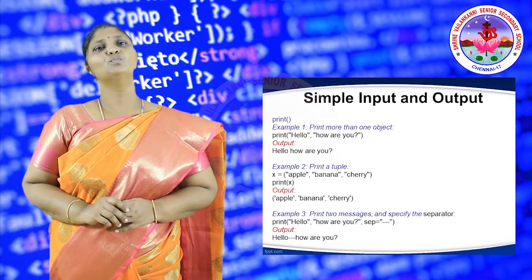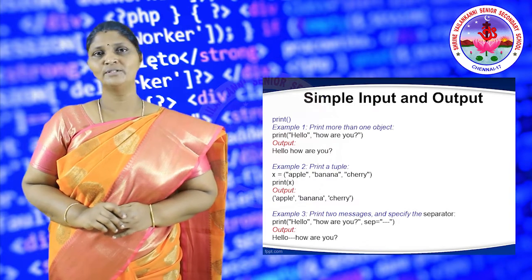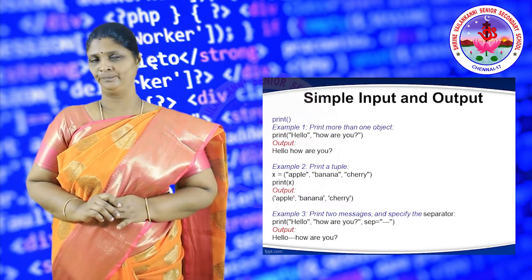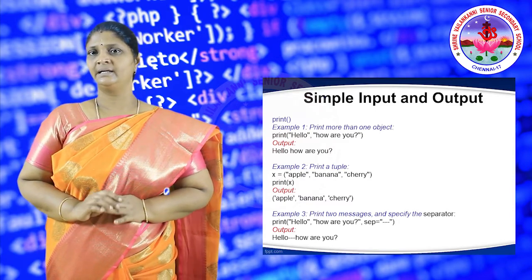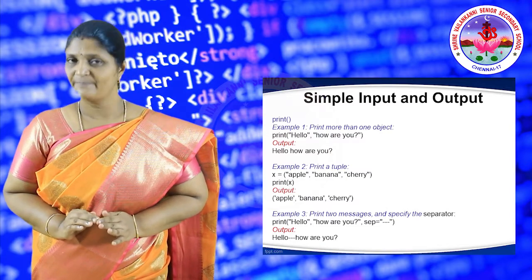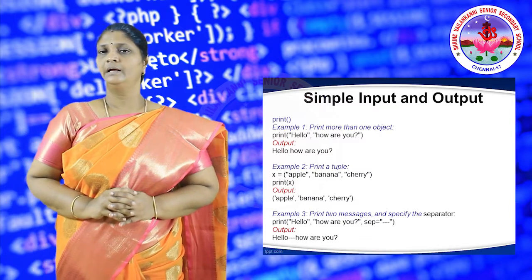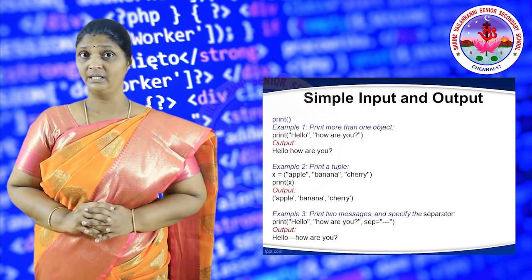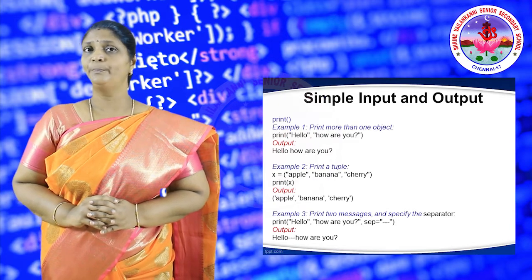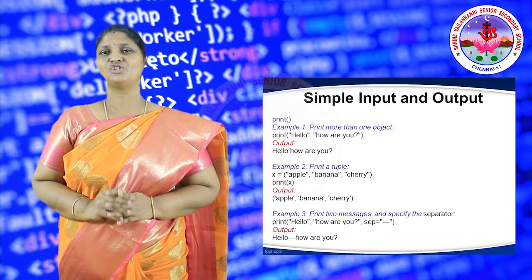Example 1, print more than one object. Here print, within double quotes we have hello, and there's a comma separator, then comes how are you. Hello, how are you. Here hello is a separate string and how are you is a separate string, which are separated using space. Clear? Next comes printing a tuple. Here x is a tuple and it has the values apple, banana and cherry. So print x prints, within brackets, apple, banana, cherry.